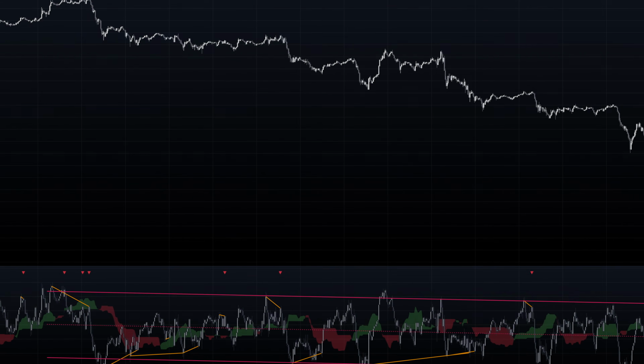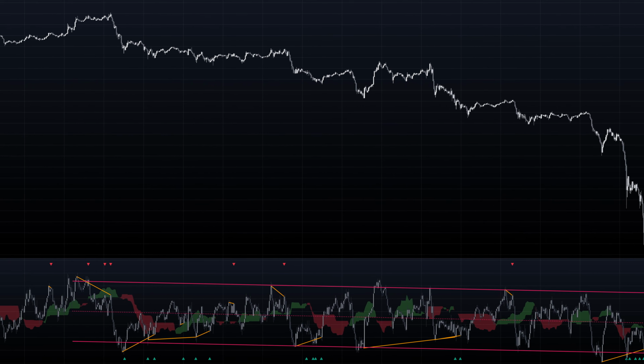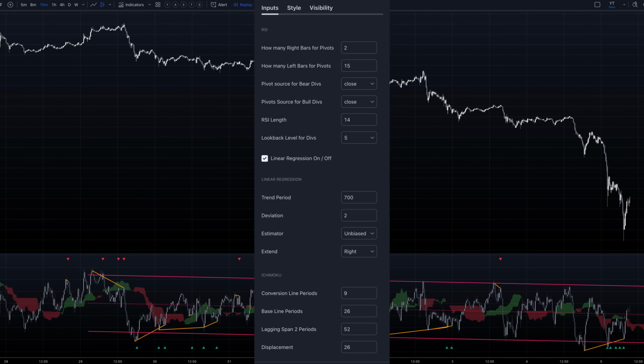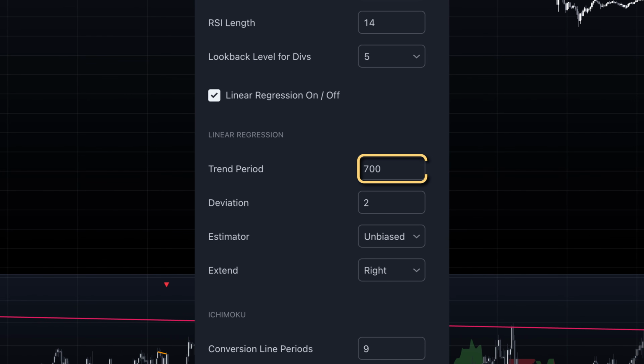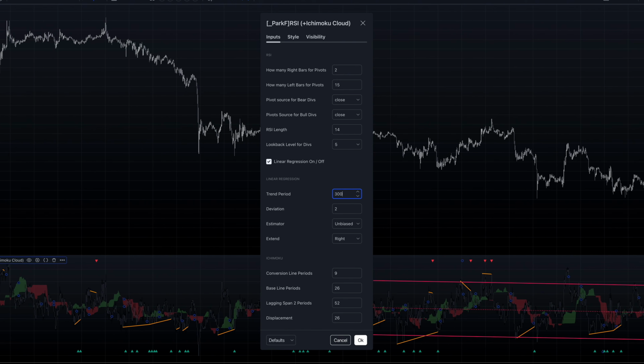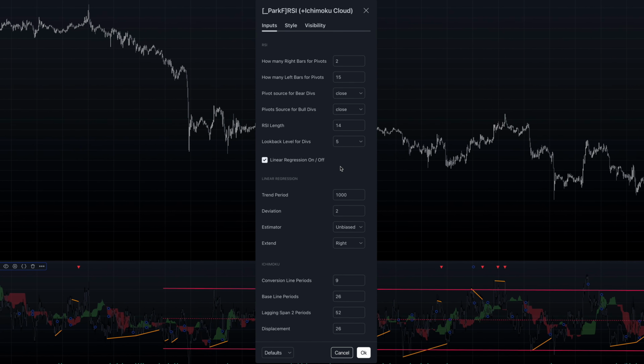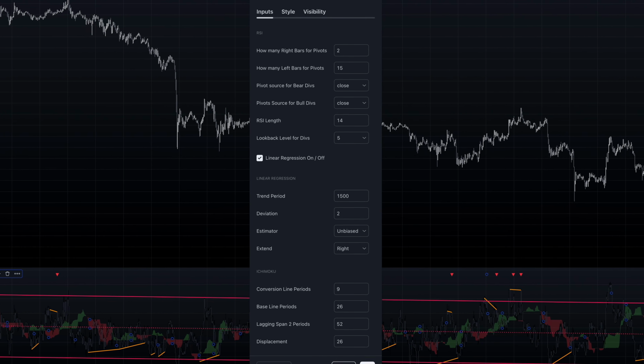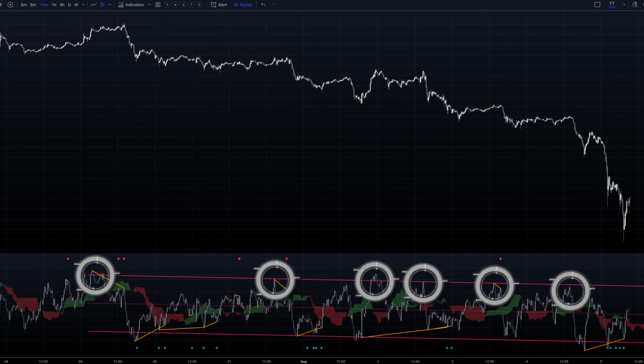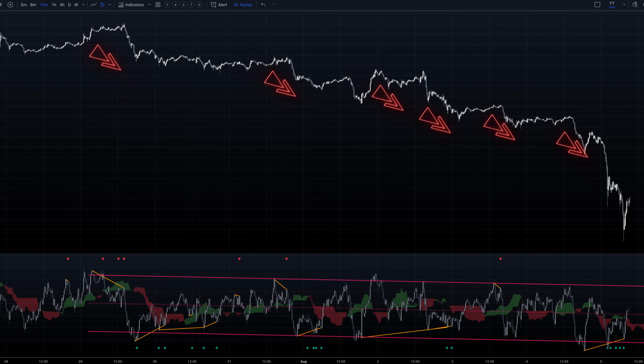Looking at this downtrend, the linear regression channel gives us valuable insights. For this analysis, I've adjusted the regression period to a higher value to better match the overall trend. Though keep in mind this is flexible and can be adapted to your trading style and preferred period. Look how the RSI consistently gets rejected at the upper channel boundary, preceding further downward price movement.